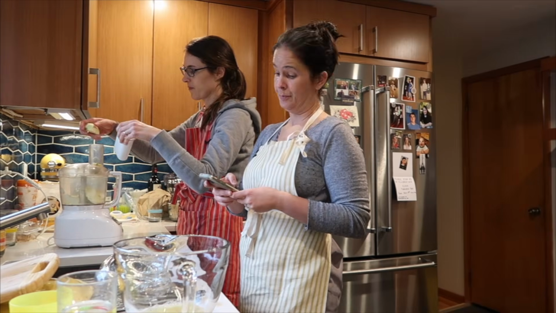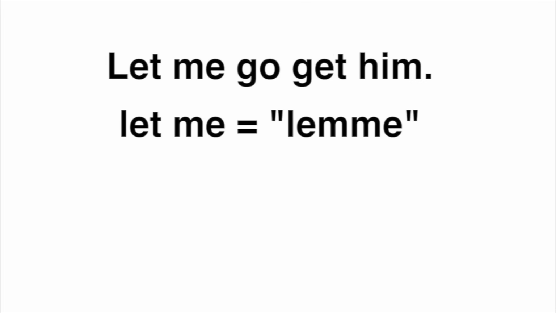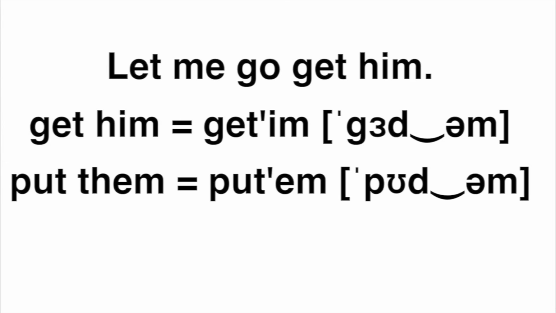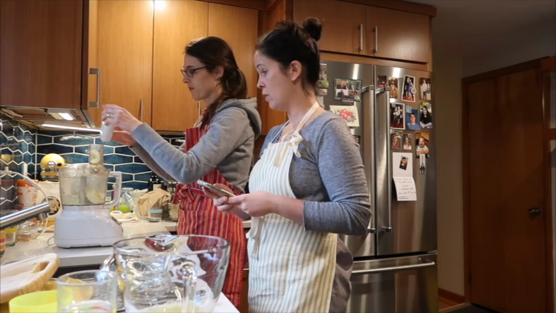And the baby's up. Okay, let me go get him. A couple reductions here. Let me becomes lemmy. And the H is dropped in him. Dropping the H in this word is a really common reduction. When we do this, it sounds just like when we dropped the TH in them. Get him becomes get 'em, just like put them was put 'em. The flap T links the words, and the reduction of them and him are the exact same sounds, schwa and m. Get 'em. Put 'em. Okay, let me go get him.